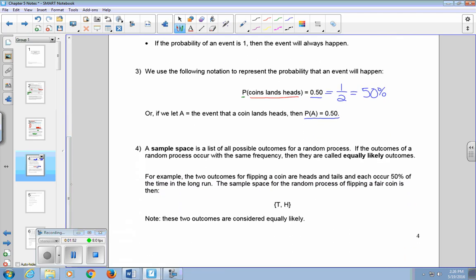A sample space is a list of all possible outcomes for a random process. If the outcomes of a random process occur with the same frequency, then they are called equally likely outcomes. For example, the 2 outcomes for flipping a coin are heads and tails, and each occurs 50% of the time in the long run. The sample space for this random process of flipping a fair coin is then tails and heads. So this is our sample space.